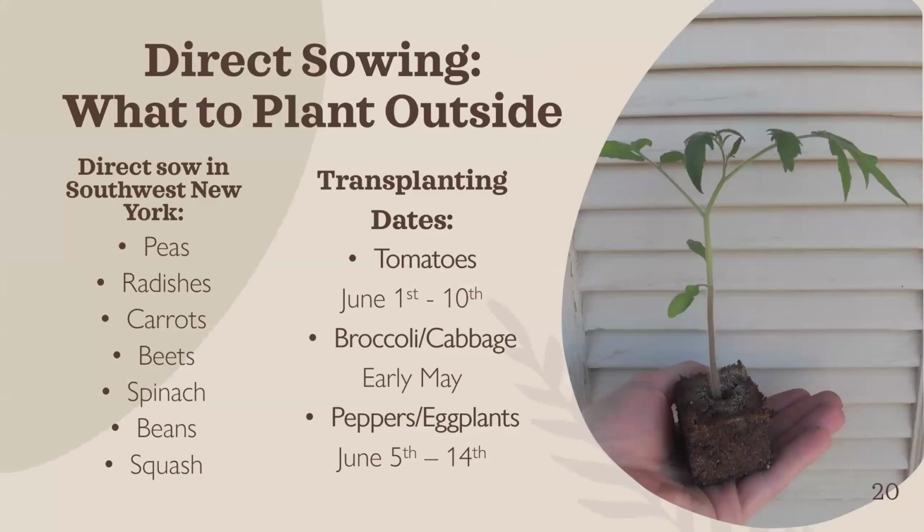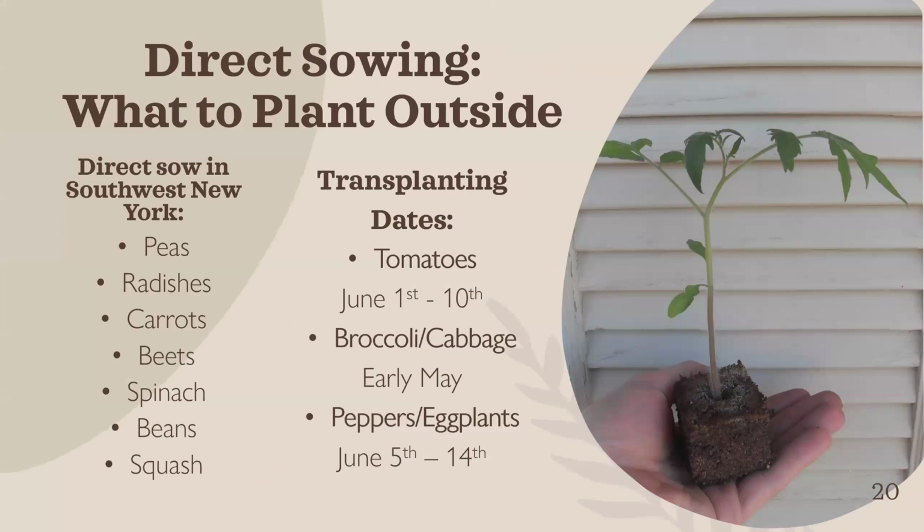So, more about direct sowing, what to plant outside. Some things that we just went over, especially suited for our environment here in Southwest New York, are those peas or radishes, carrots, beets, spinach, beans, and squash. Those can all tolerate being directly sown outside.